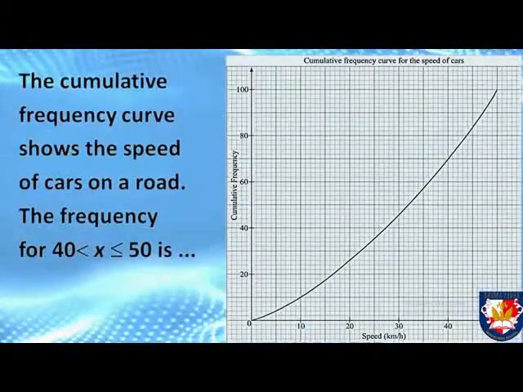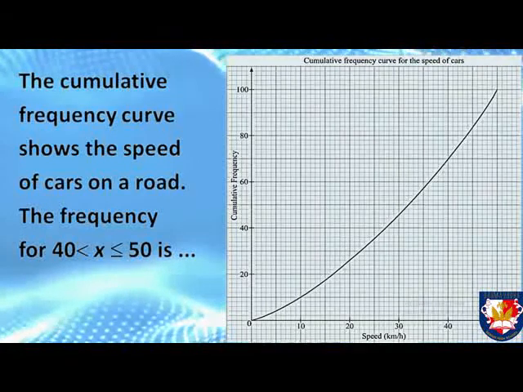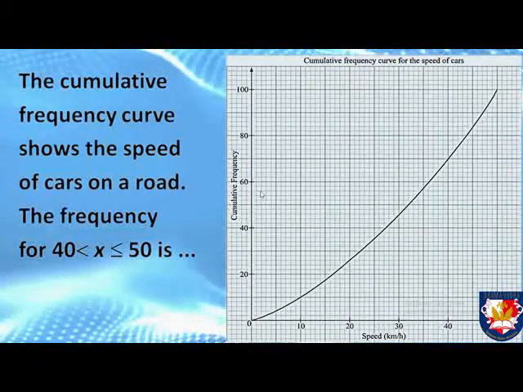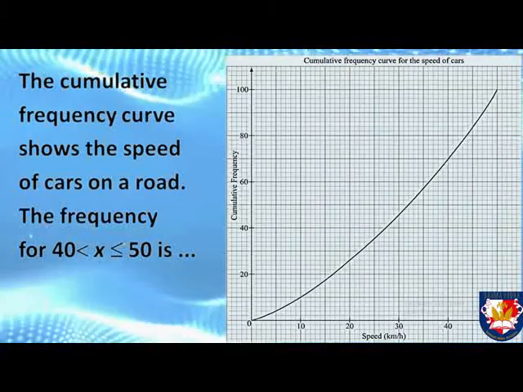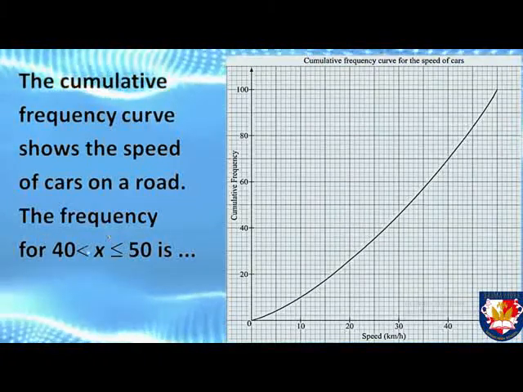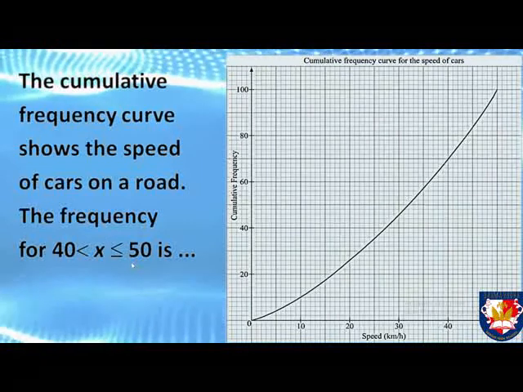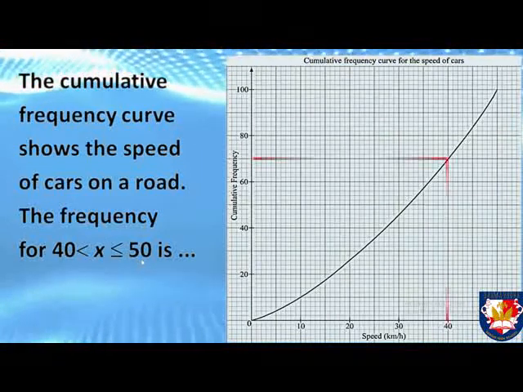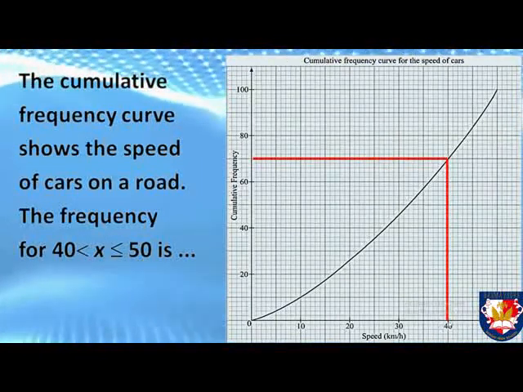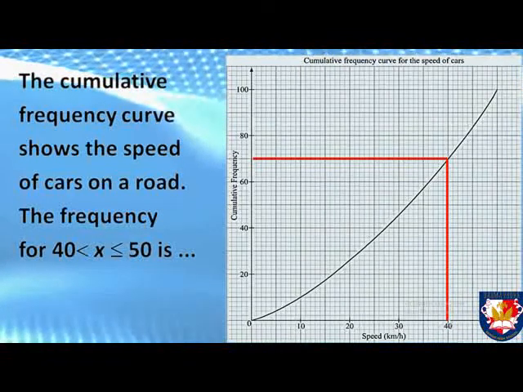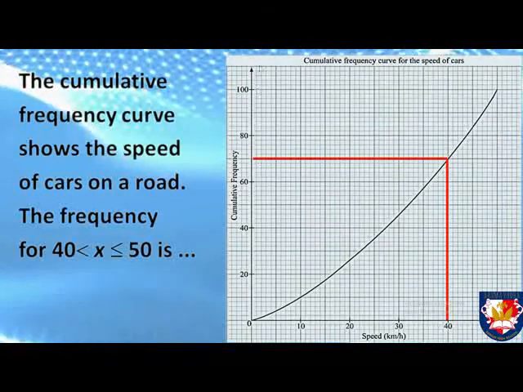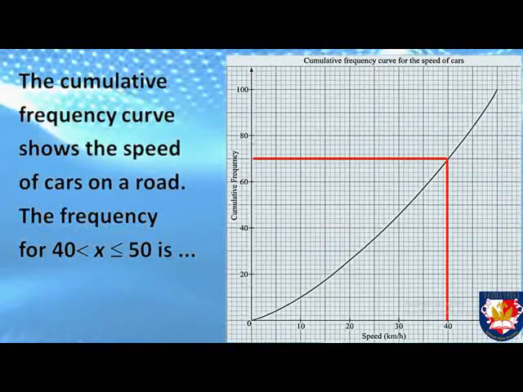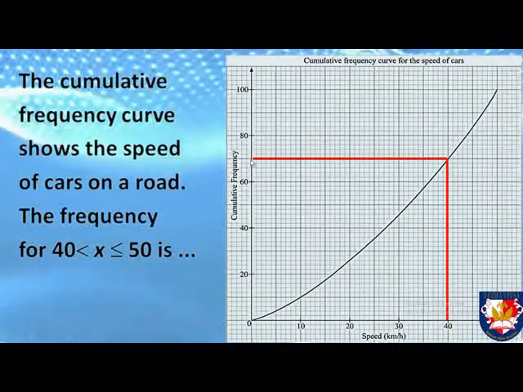Next, the cumulative frequency curve shows the speed of cars on a road. So in order to find the value of frequency between 40 and 50, we need to find the frequency of these two numbers. So for the 40, we make a perpendicular line to the curve, drag it to the cumulative frequency axis, and then you will get 70.